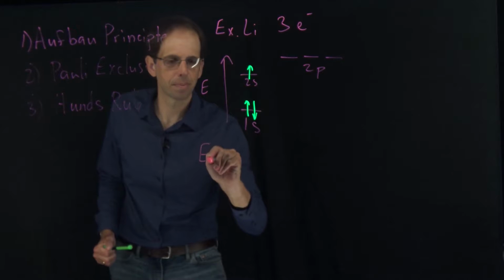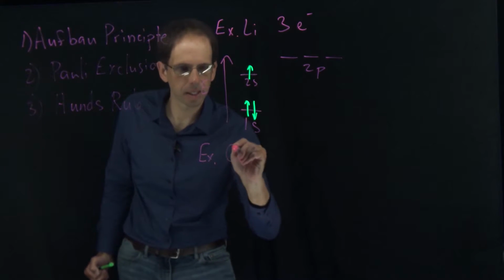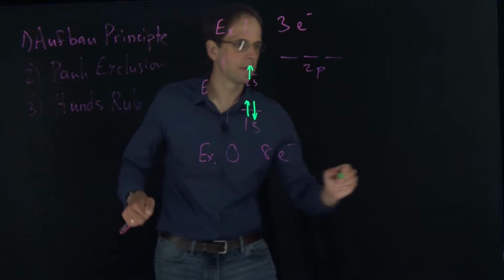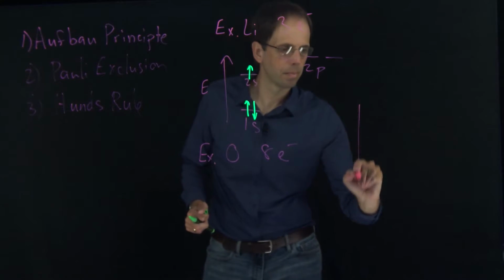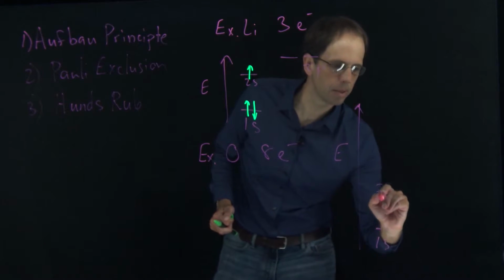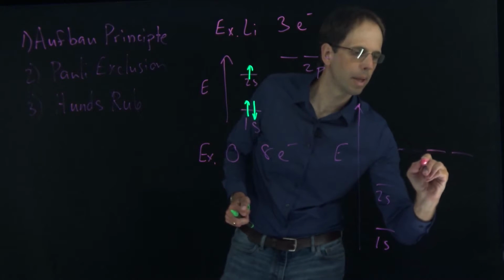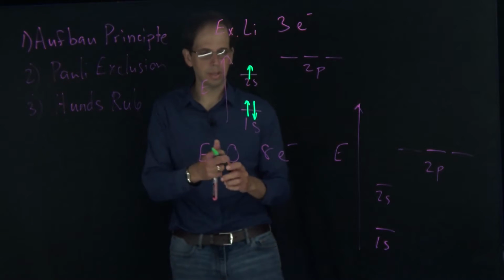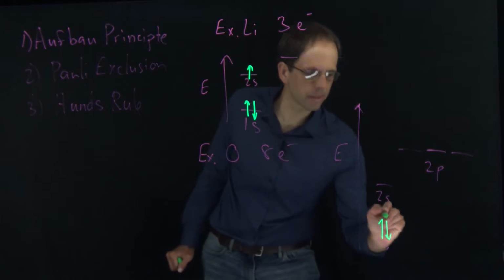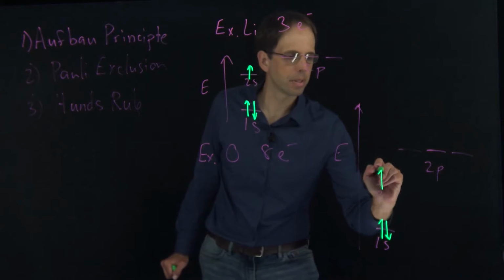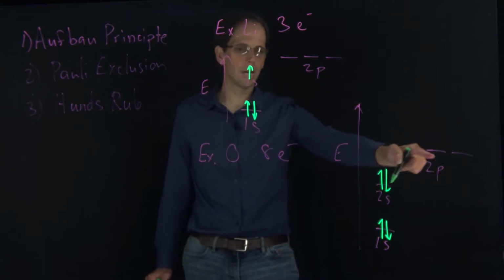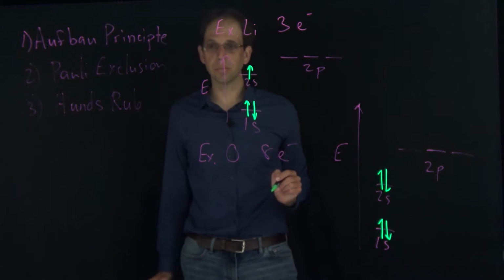Let's try another example. We'll do oxygen, which has 8 electrons. So I have my 1s, my 2s, and my 2p orbitals. So in this case, again, I'm going to put my first 2 electrons in the 1s. I'm going to put 2 electrons in the 2s. I've now used up 4 of them, and I filled those. So now my remaining 4 electrons need to go into the 2p orbitals.